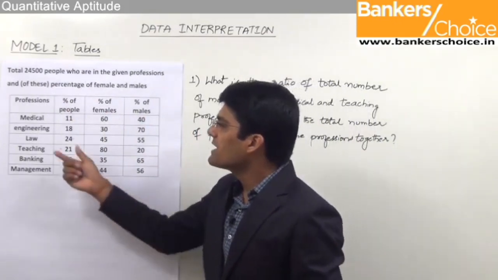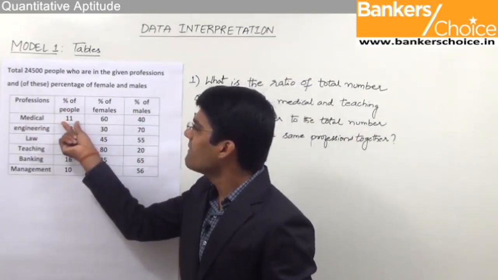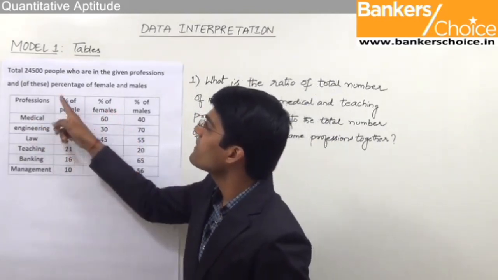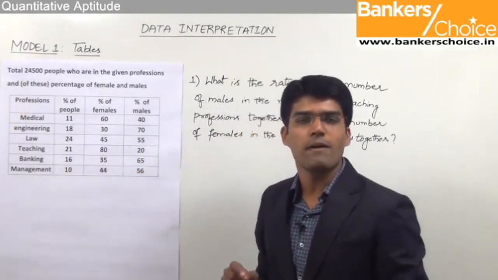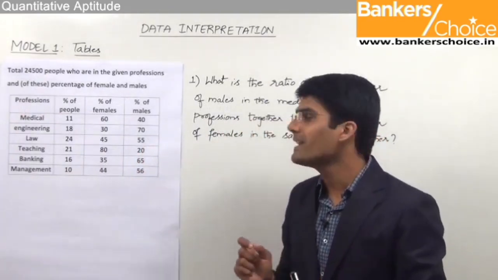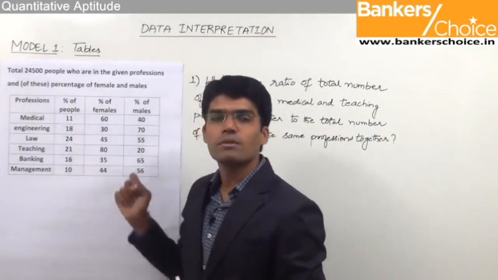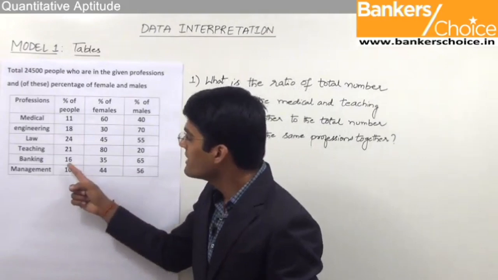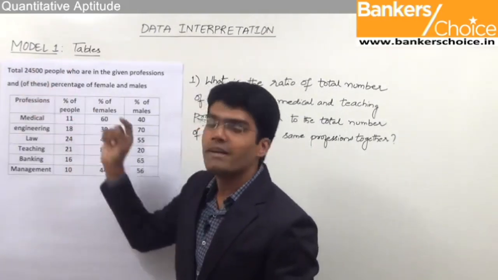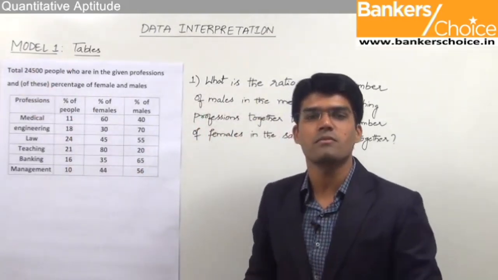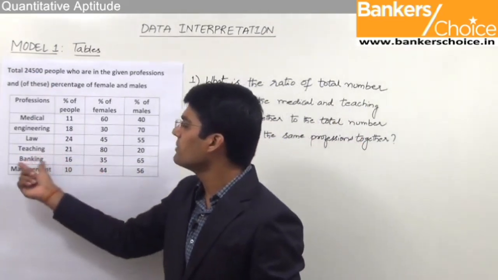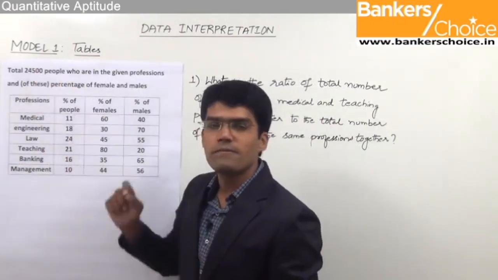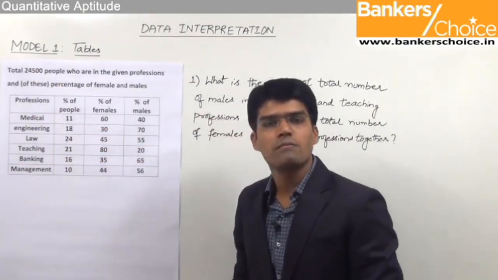For example, if we take the medical profession, the table says 11% of the people are in the medical profession. Now this 11% is of 24,500. So if you have to find out the number of people in the medical profession, we can say it should be 11% of 24,500. Similarly, how many people are there in the banking profession? That is equal to 16% of 24,500 people. So 16% of 24,500 will give us the number of people who are in the banking profession. Likewise, by taking the percentages with respect to 24,500, we can find out the number of people in various other professions.